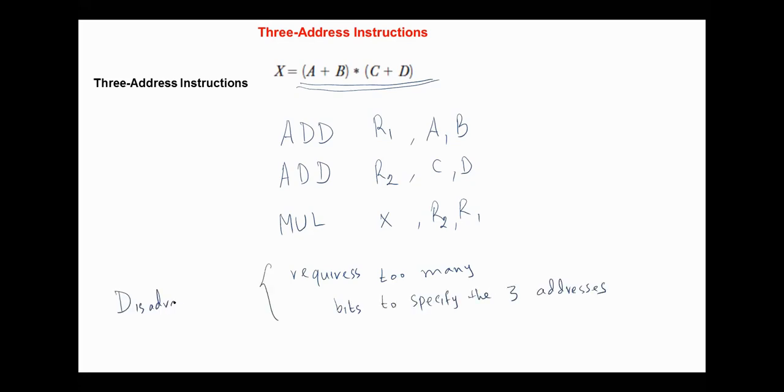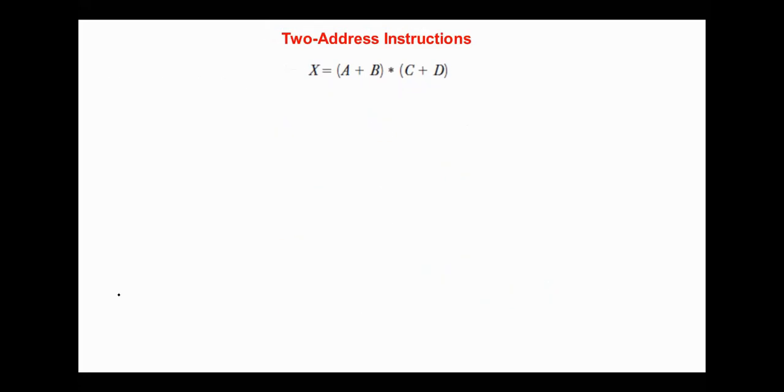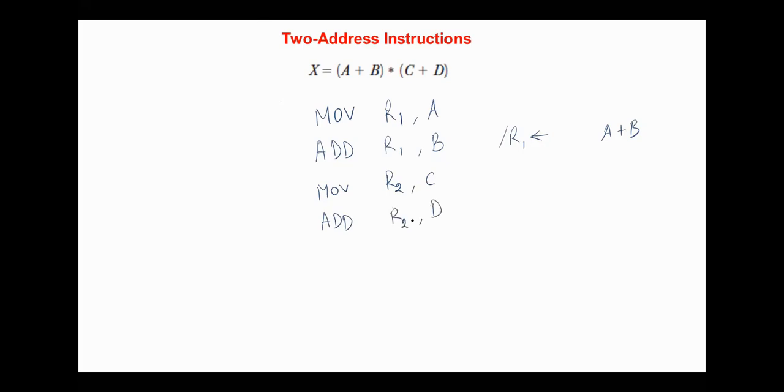In the two address instructions, we can first move A, for example, to register R1, then add B to R1. So in R1, now we have A plus B. Next, we can move C to register, for example, R2, and add D to R2. So now in R2, we have C plus D. Next, we have to multiply the contents of registers R1 and R2. So now in R1, we have A plus B multiplied by C plus D. And next, we can store the result in location X.